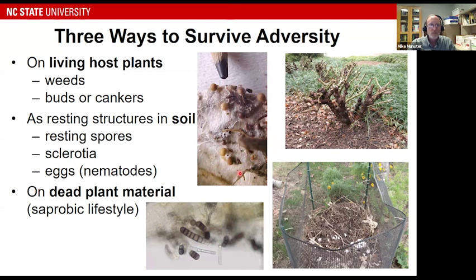And the third general category is on dead plant materials. So we call these the saprobic life stage, where it may be able to infect living plants, but also survives on dead plant materials, such as in your compost, which is why you don't want to toss diseased plants into the compost bin.